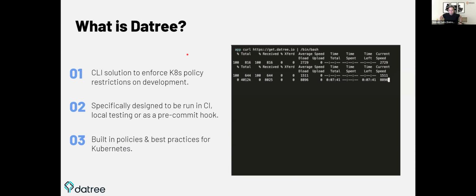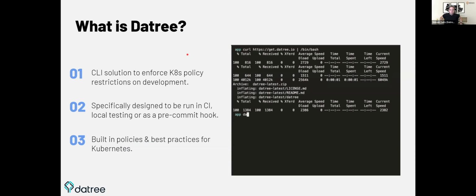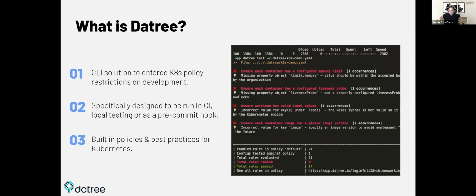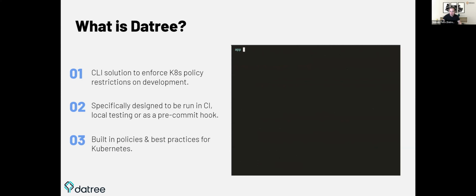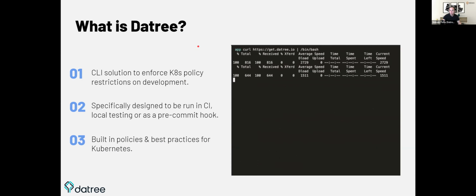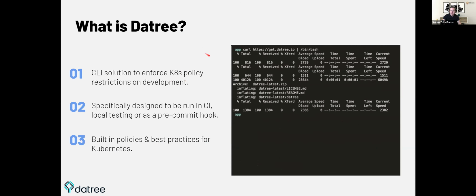So how does it work? You really download the CLI solution or a Docker container that already has all of the CLIs inside of it. Then you run a test and you specify whether you want it to run on a specific policy or not, because we support multiple policies.